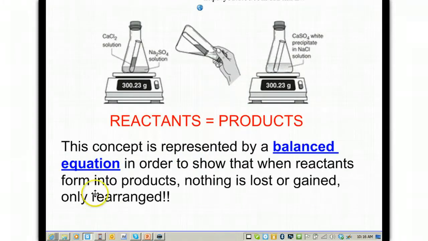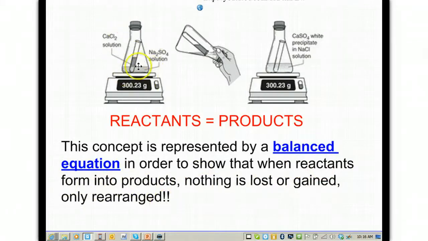In a reaction, your reactants must equal your products. This concept is represented by a balanced equation in order to show that when reactants form into products, nothing is lost or gained, only rearranged.